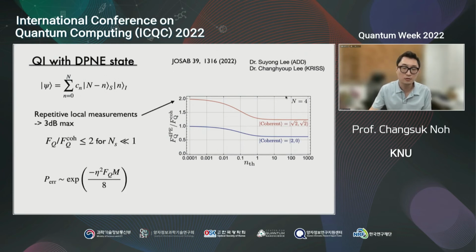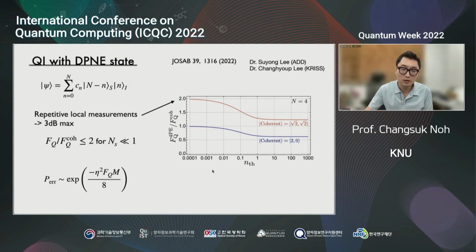Whereas n equals 2, half of the total energy is sent to the signal mode. So if we do local measurements, we get 3 dB max. That's two times in the error exponent, which is what we're seeing here.